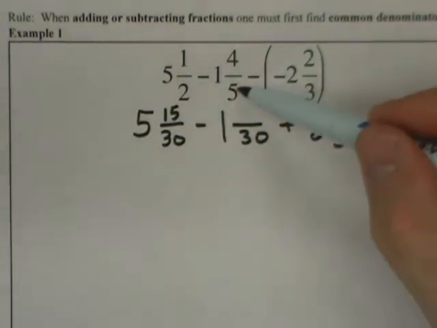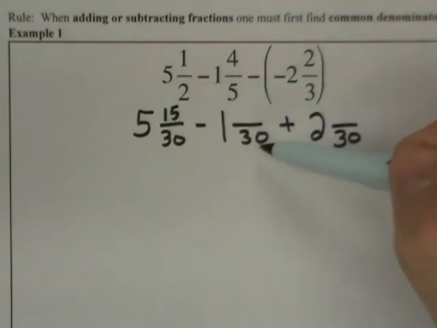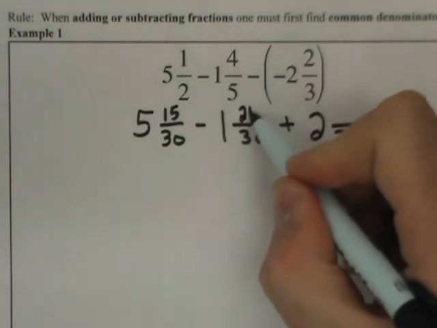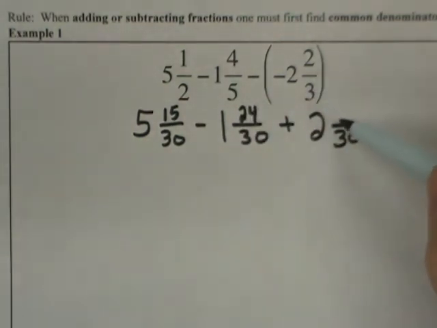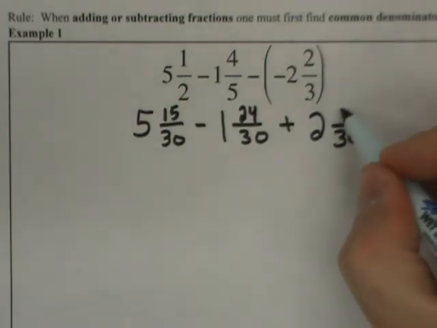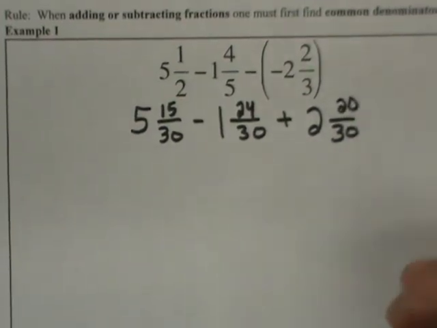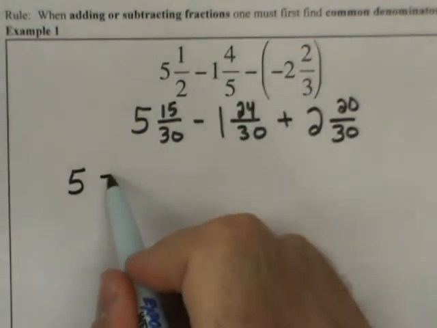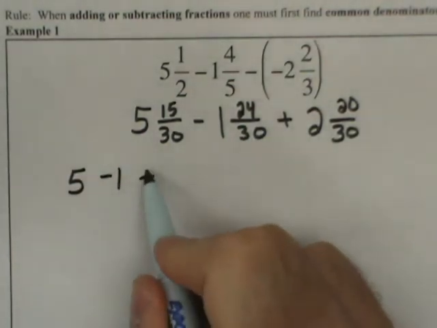In a similar way, 5 goes into 30 6 times. 6 times 4 is 24. 3 goes into 30 10 times. 10 times 2 is 20. Now as an added step, what I do is I break the problem into two parts. I think of the whole numbers and I think of the fractions. So I could list this as 5 take away 1 plus 2.